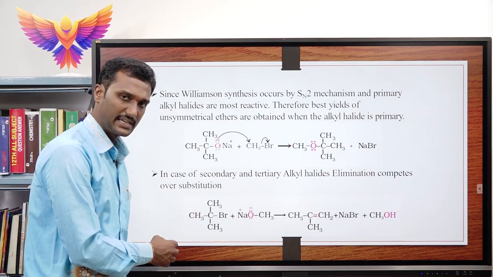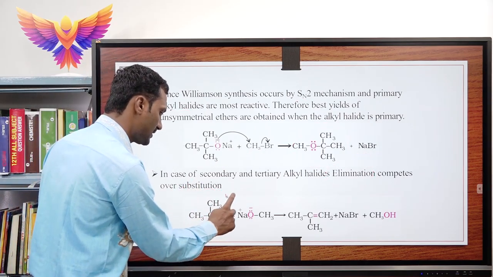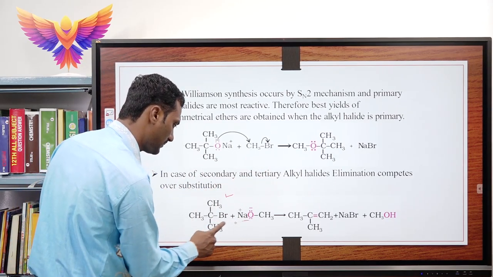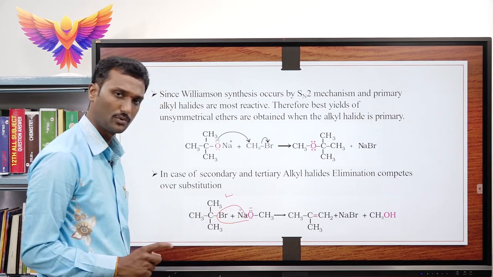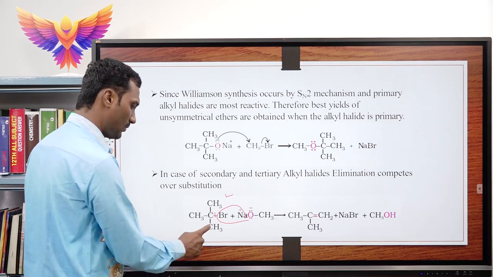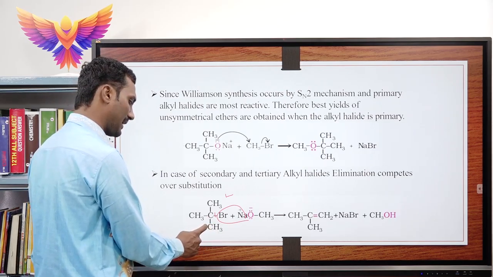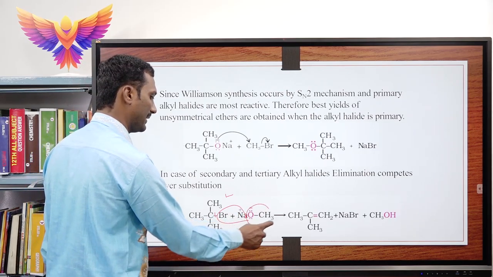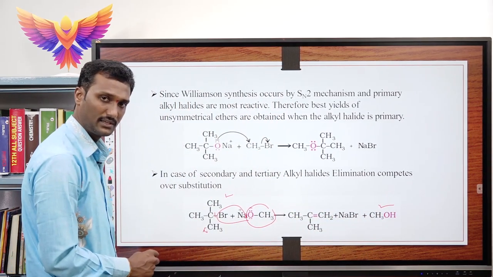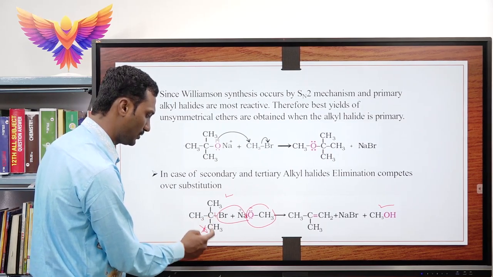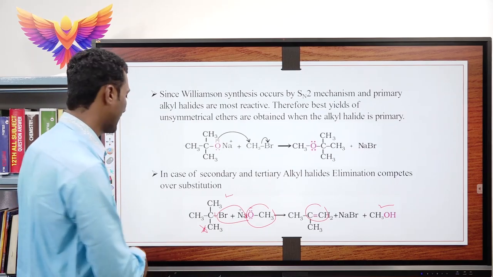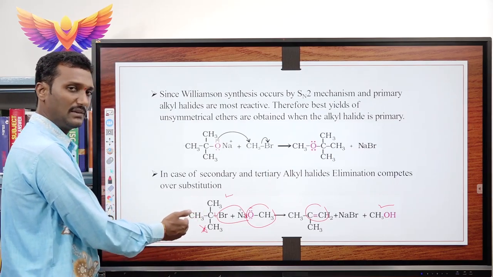Yes students, as I said, if you take the tertiary alkyl halide, it gives an alkene, right? So you can observe the sodium and bromine combine to form sodium bromide. And this carbon is already in a positive charge, right? So hydrogen is taken from the other carbon atom to form methanol, the alcohol group. Now this carbon possesses the positive charge, so both carbons combine to form a carbon-carbon double bond. This is the simple mechanism of this Williamson ether synthesis.